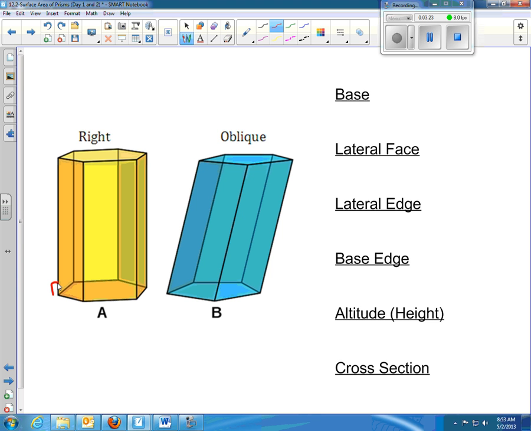All right, so let's talk about base. Base, we mentioned when we described what a prism is. Your bases are 2 congruent and parallel sides. Then we have what's called a lateral face. These are kind of the sides that aren't the bases. So we're just going to say faces that are not bases.